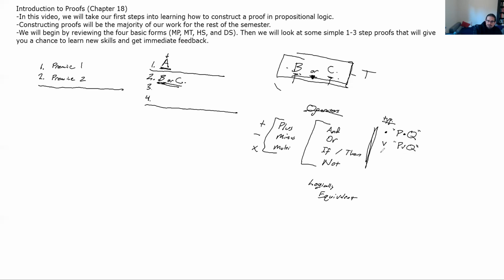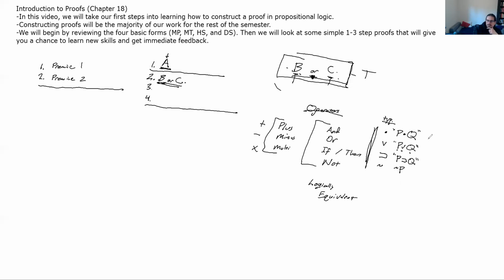The if-then looks like a sideways horseshoe. Sometimes we just call it a horseshoe. This is weird because here you say P or Q, but here you say if, and there's no symbol for that beginning word, it's just a symbol. If P, then Q. And then not is this little tilde, and this just gets attached to one symbol, like this, not P. For today in these proofs, I'm just going to be using and, or, if-then, and not.